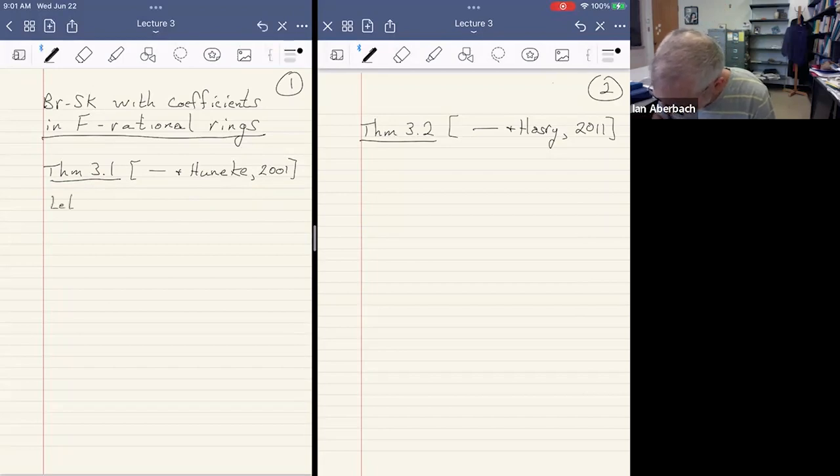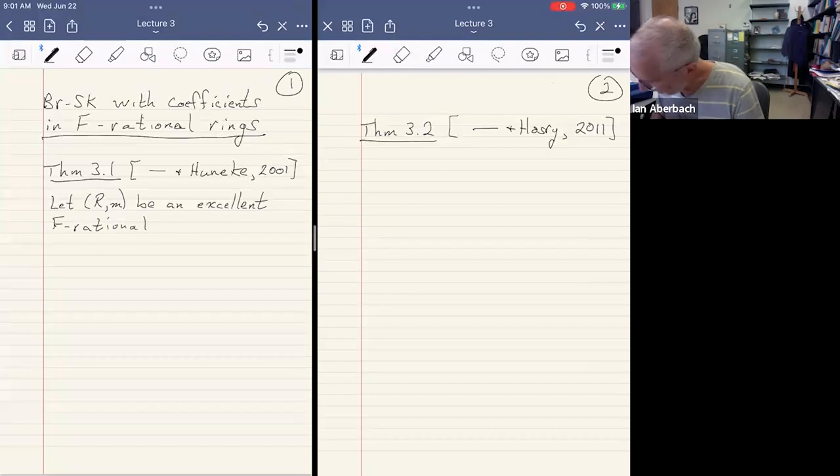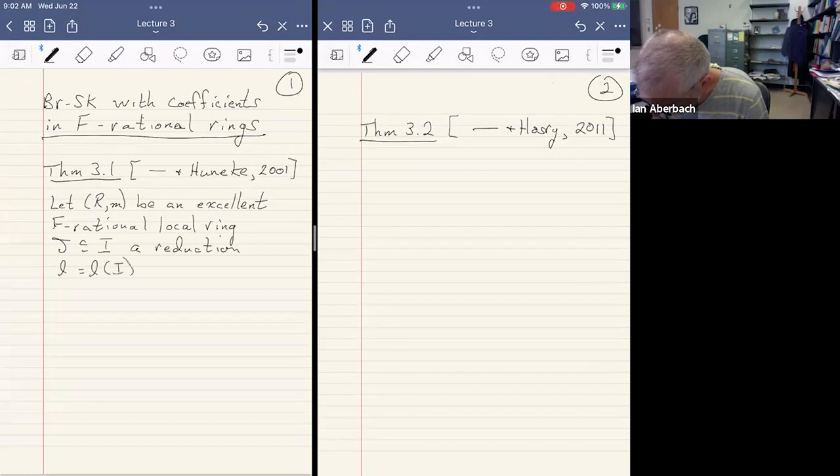So let's let (R, m) be an excellent F rational local ring. If you don't know what excellent is, just think complete. Suppose we have J contained in I, a reduction. Let's let L be the analytic spread of I. Let's assume that's strictly larger than H, which is the height of I.